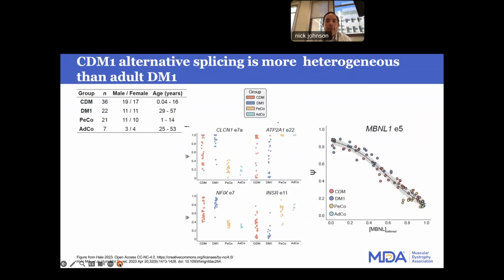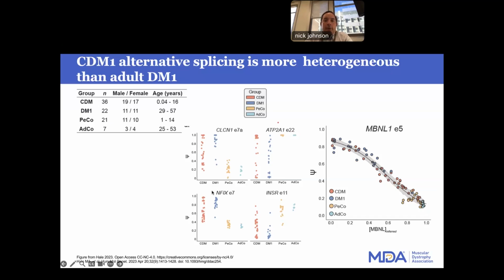So let's go back to that alternate splicing and composite splicing index. How does it look? Do these look the same as adults with DM1? In fact, they're much more heterogeneous. So just to orient you, there are 4 groups in this study. There's 36 children who had biopsies with congenital myotonic dystrophy between essentially 2 weeks and 16 years of age. Here, there were 22 adult DM1 patients that were included, 21 pediatric controls contributed by the University of Iowa's Wellstone Center core resource, and then 7 adult controls.